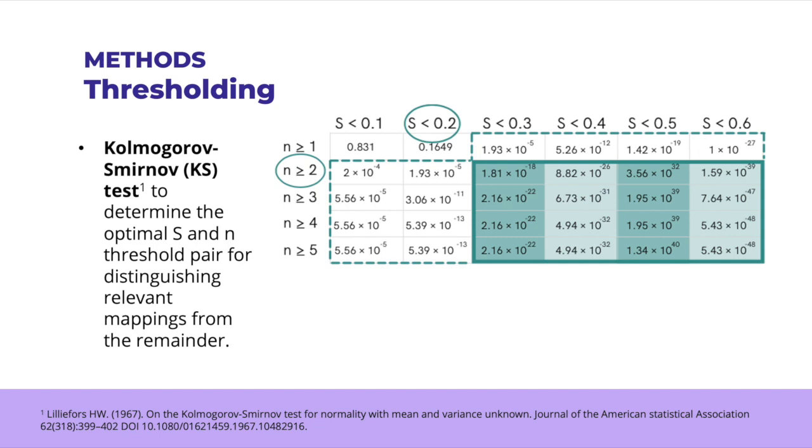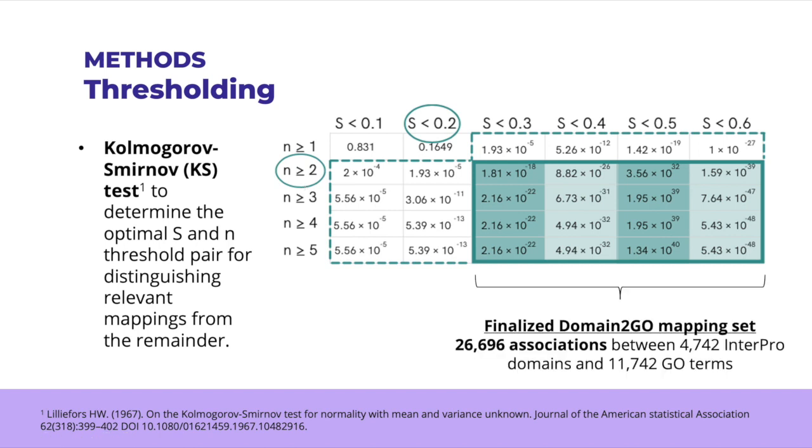This test quantifies the distance between the samples and evaluates whether the null hypothesis, stating that the samples are drawn from the same distribution, is true. By applying the KS test to the original and random distribution pairs we generated, we aimed to identify the minimum combination of S and N values that demonstrates a significant difference between the distribution of the original domain-to-GO mappings and the random associations. This minimum S and N value pair was selected as the official threshold. Here we can see the statistics of the finalized domain-to-GO mapping sets after the thresholding operation.